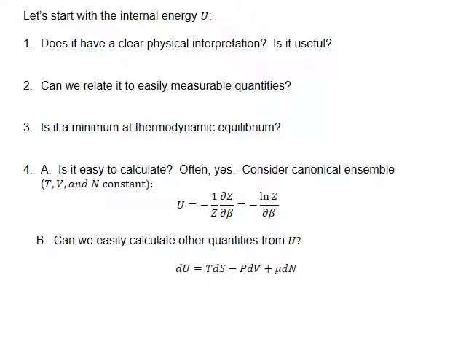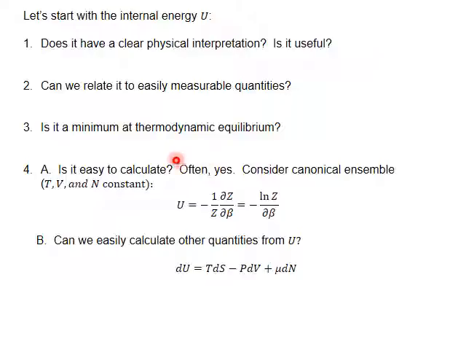It's perhaps not as useful as we would like, as we'll see. It's not a minimum at thermodynamic equilibrium in general cases, so it's not going to satisfy item 3 on our list. We can relate it to some measurable quantities, such as the heat capacity. Heat capacity at constant volume is dU/dT, right? And moving down to item 4 on our list, it is easy to calculate.